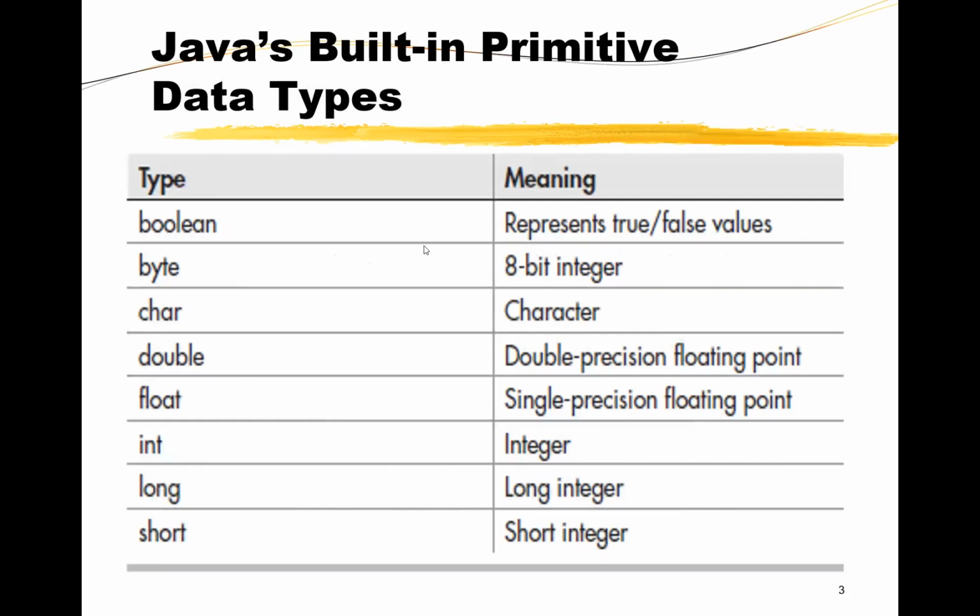Java has predefined or inbuilt data types that we call primitive data types. Boolean represents a true or false value. Boolean has only those values. It is already predefined. Standard values have been defined. We discussed that. Boolean variables can hold only true or false.